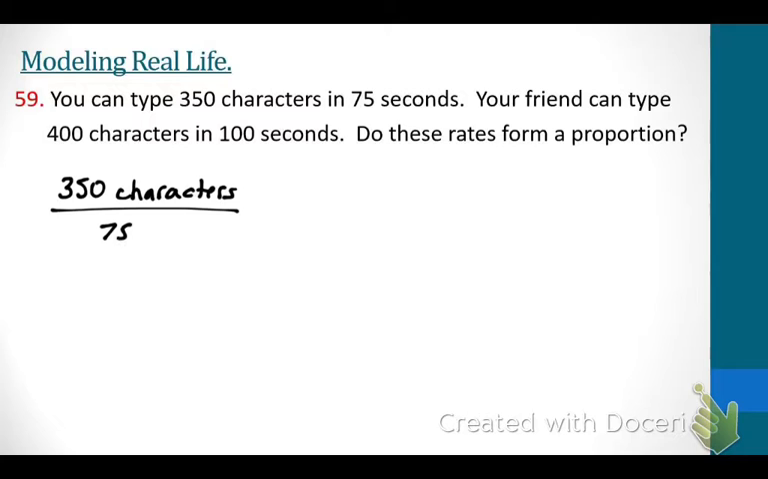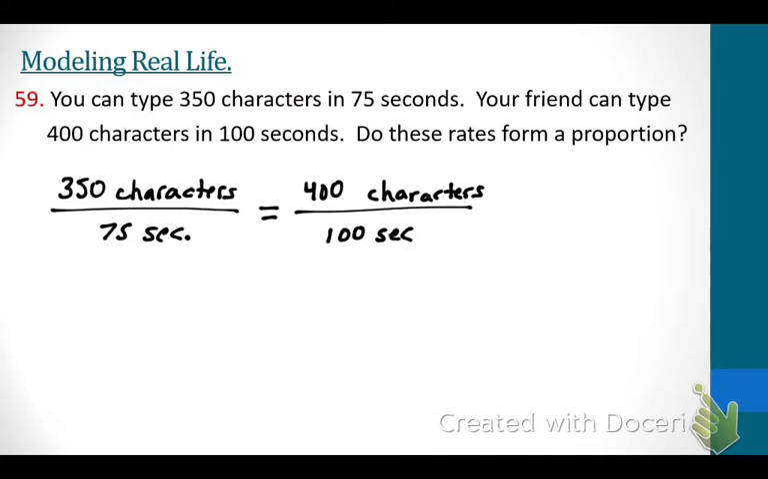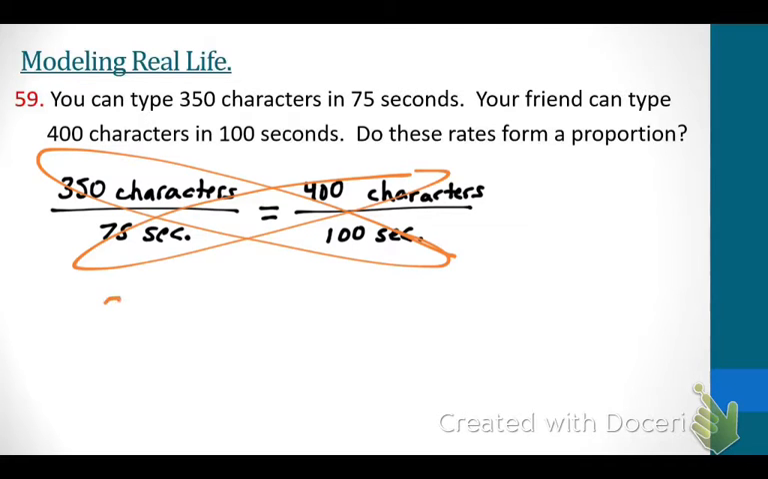All right, excellent. I love it. And you also told me the units that were attached, so thank you. Notice she has characters per second on the left side, which means she also wants to have characters per second on the right side. What'd you do after that? Okay, she did cross products. How many of you would say you also did cross products? Okay, when you did it, what'd you get?